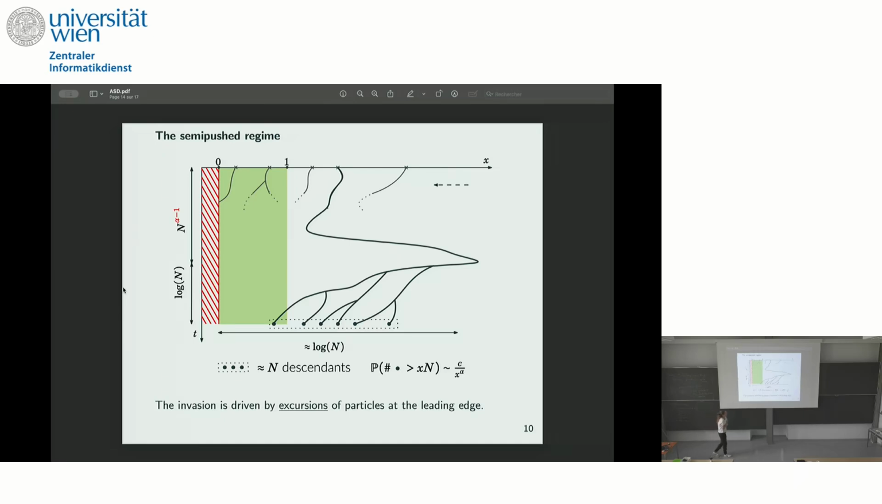And the reason why you get an alpha-stable CSBP in the limit is because you can characterize the tail of the Erlang distribution of these particles, and you'll get a heavy tail in 1 over x to the alpha. And so in terms of fronts, what you want to say is that in semi-pushed regimes, the speed of invasion is faster than in the pulled regime, but the invasion is driven by excursions at the tip of your front.